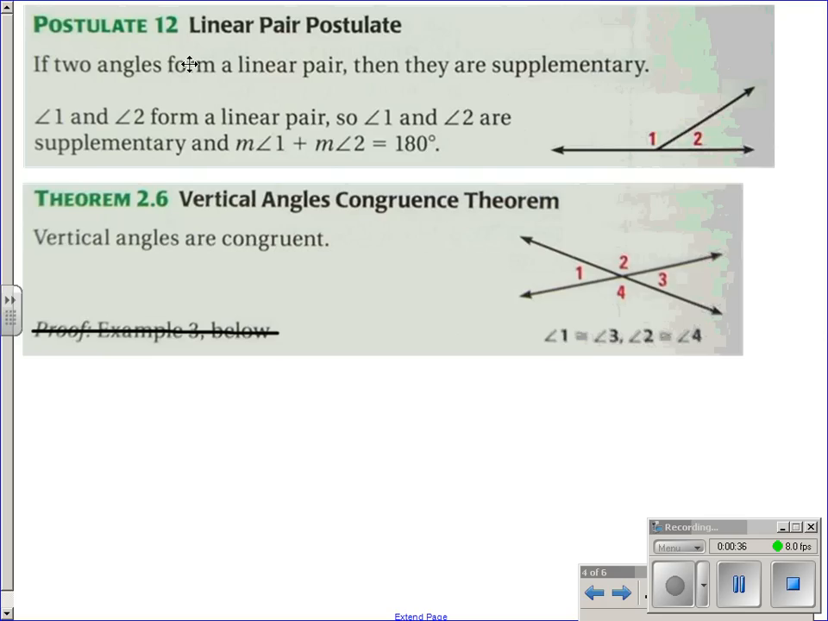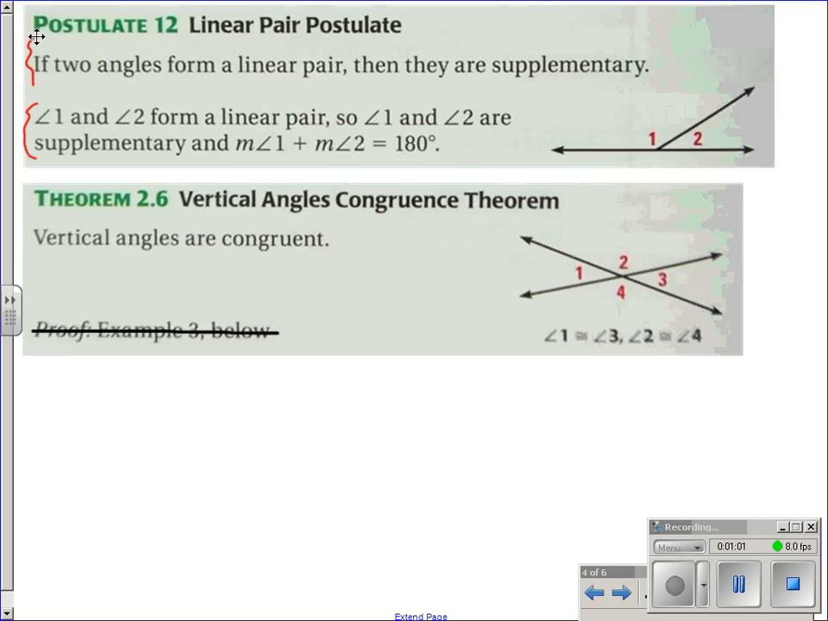All right, the linear pair postulate. Here's the theorem, and this is just the example that goes with the picture. The linear pair postulate basically says if two angles form a linear pair, then you know that they are supplementary. We've talked about this before. It's just a property of a linear pair: they had to be 180 degrees. But this is the postulate.